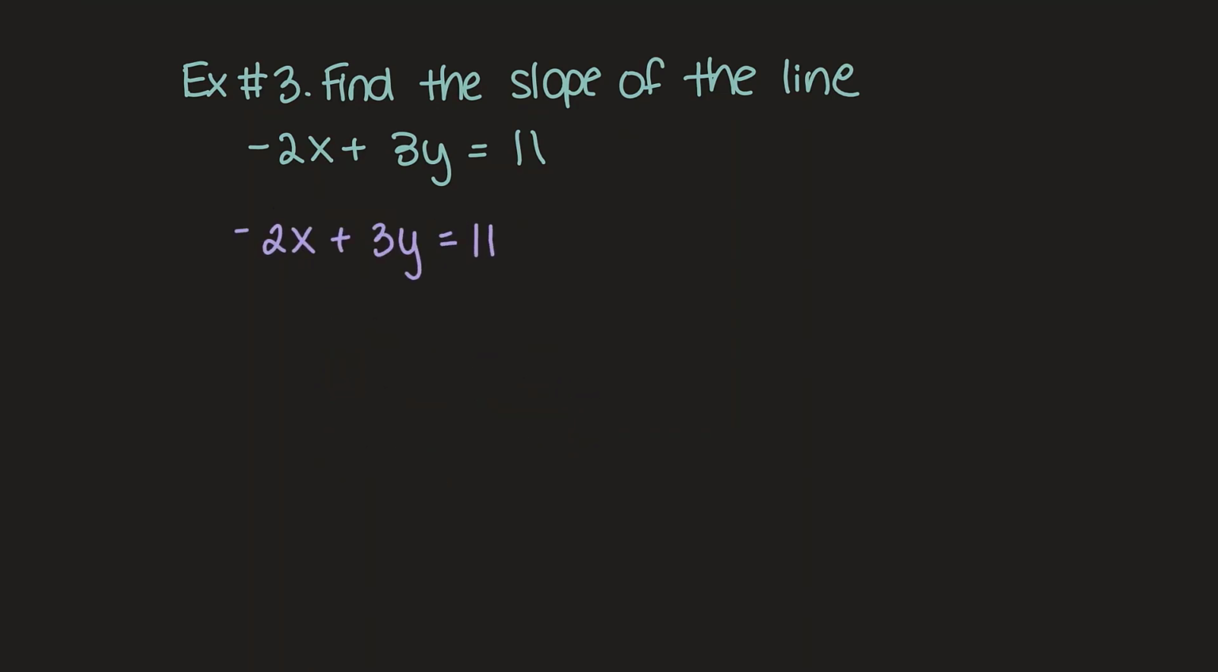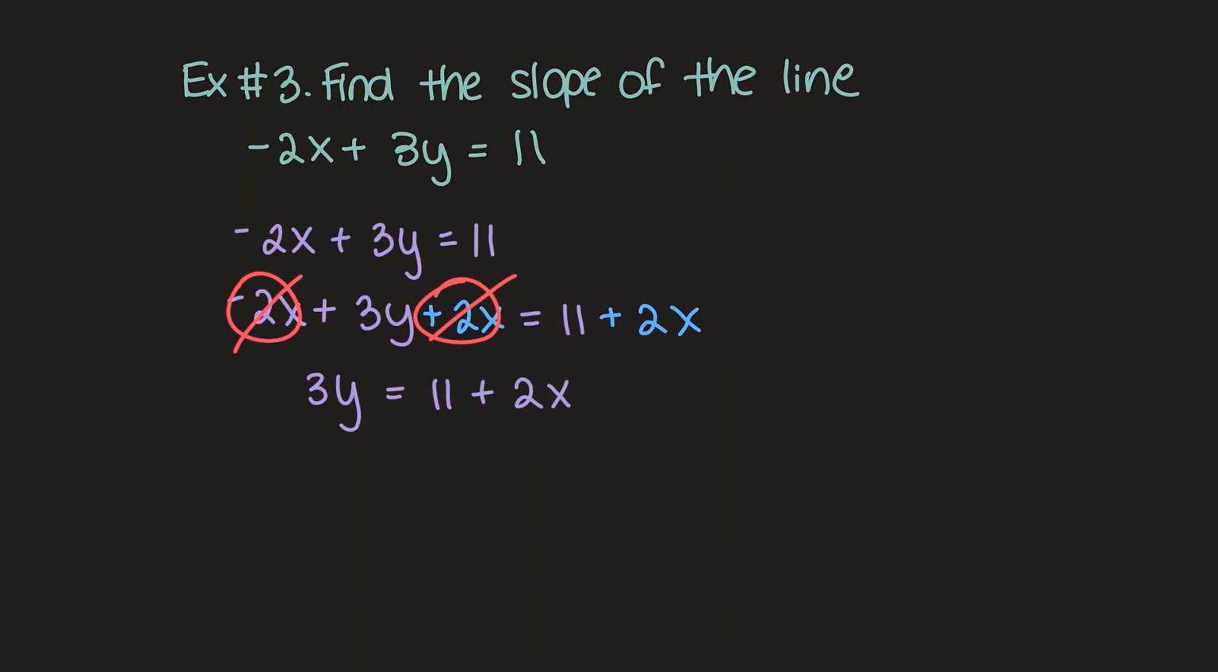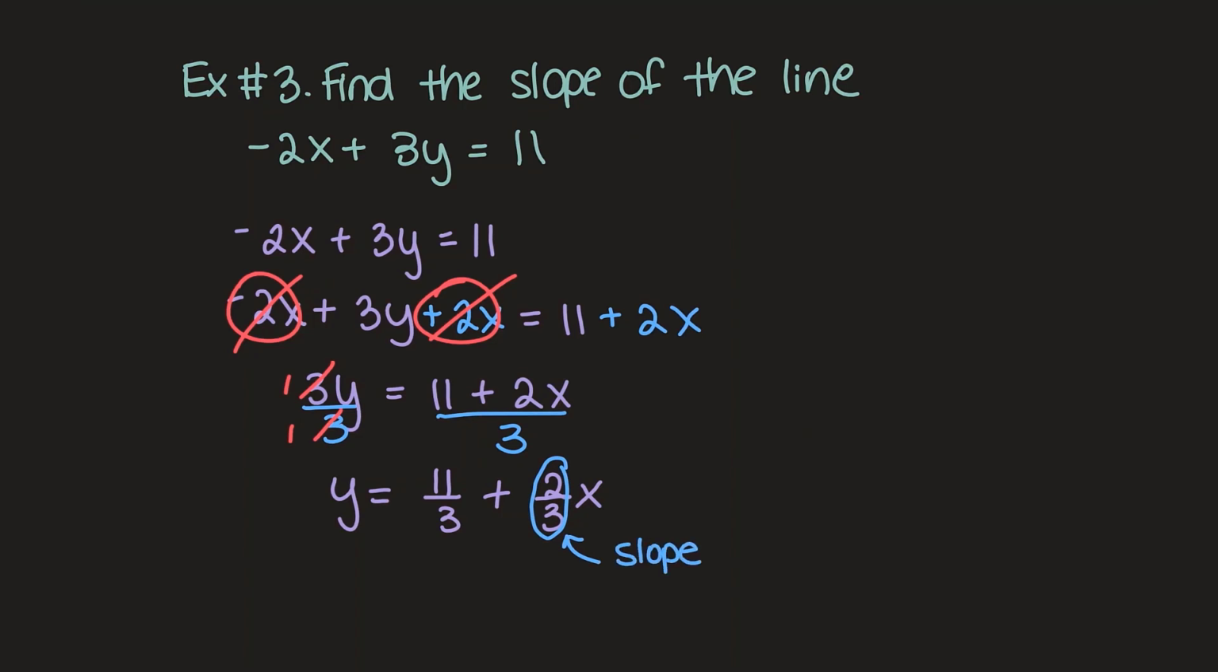So in order to get y by itself, let's start with getting rid of the minus 2x and add 2x to both sides. Then we divide both sides by 3, and we get y equals 11 over 3 plus 2x over 3, which is the same as y equals 11 over 3 plus 2/3 times x. Now we have the equation solved for y, so the slope is the coefficient in front of x, which is 2/3, and the y-intercept is 11 over 3.